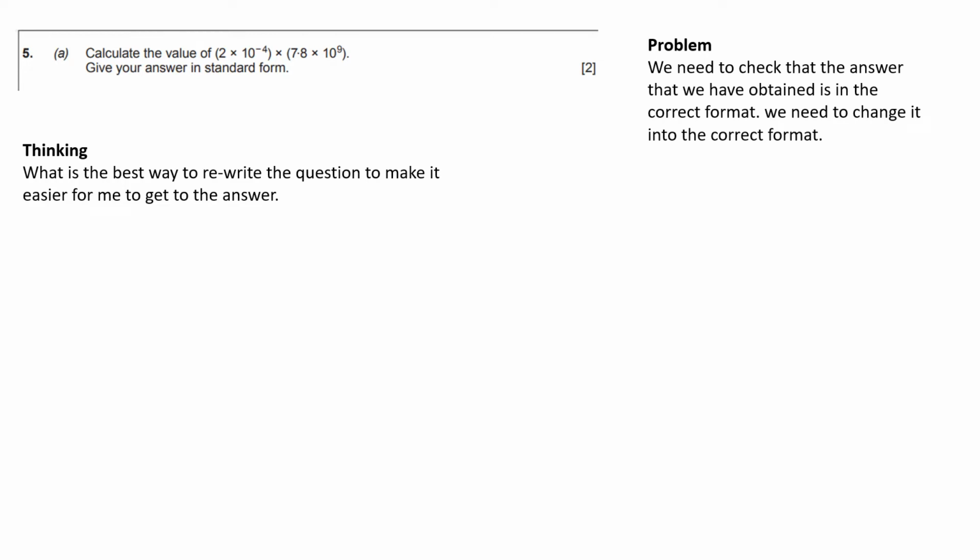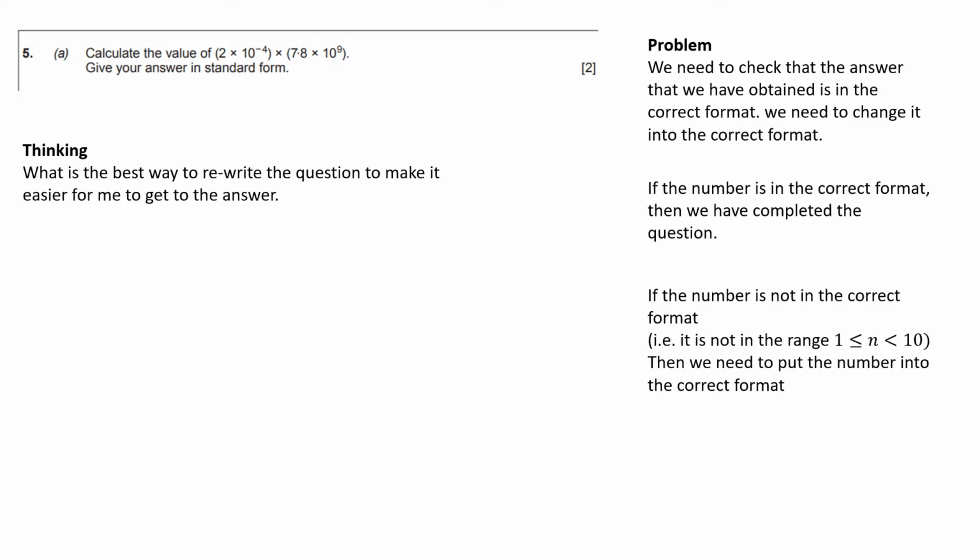Once we've worked it through, then we need to check, have we got the correct format? If it isn't the correct format, then we're going to lose marks. So we need to make sure it's in the right format. Now, the format is dealing with the number. If you notice, we've got here the number 2 and the number 7.8. Both of those are in the range somewhere between 1 and 10. It can't be equal to 10, it's got to be less than 10. If when I work this out, I get a number that's bigger than 10, I then need to make alterations.